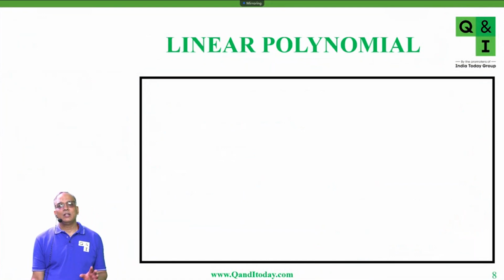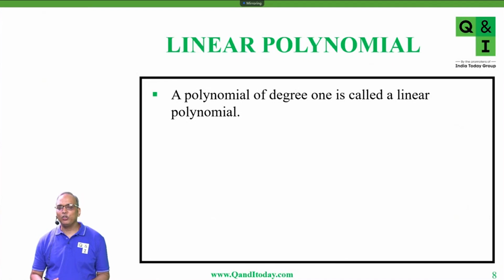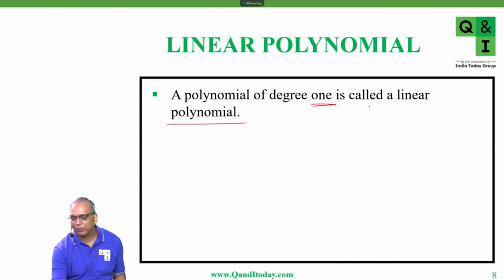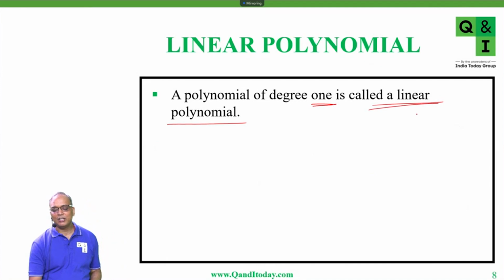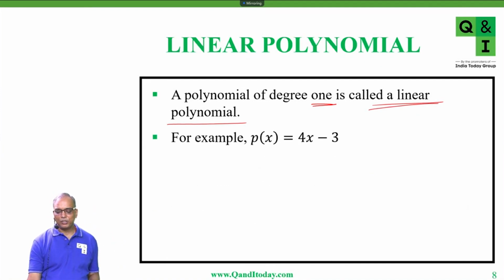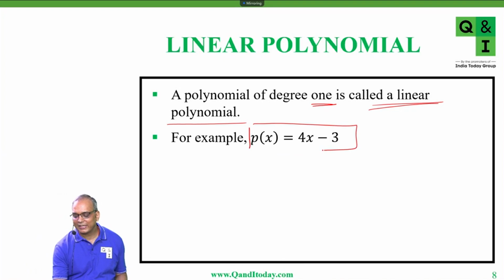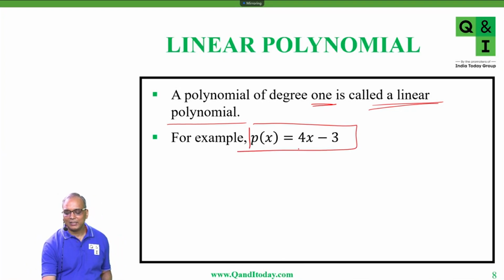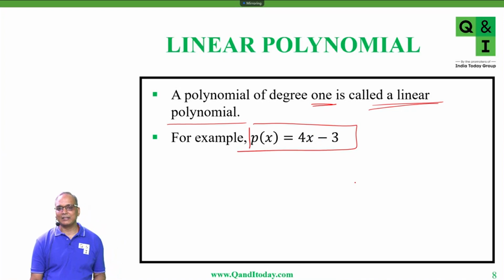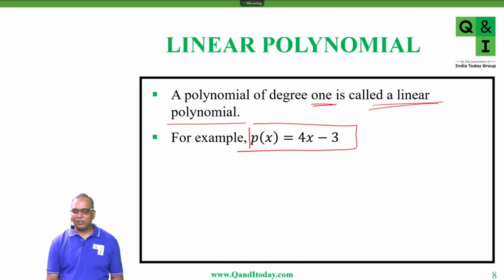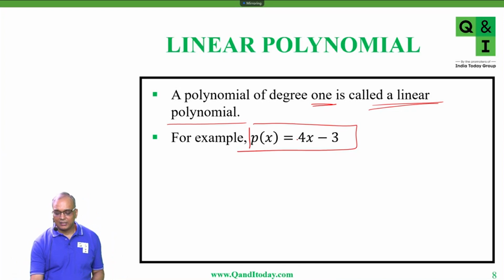Linear polynomial. Now let's understand. There are different types of polynomials which we are going through. First was the constant polynomial. Now second is the linear polynomial. Now, what are linear polynomials? A polynomial of degree 1 is called a linear polynomial, right? For example, p(x) is equal to 4x minus 3. This is a polynomial whose degree is 1. The power of x is 1, right? So a polynomial of degree 1 is called a linear polynomial. Here the power of x is 1, so we call this a linear polynomial.